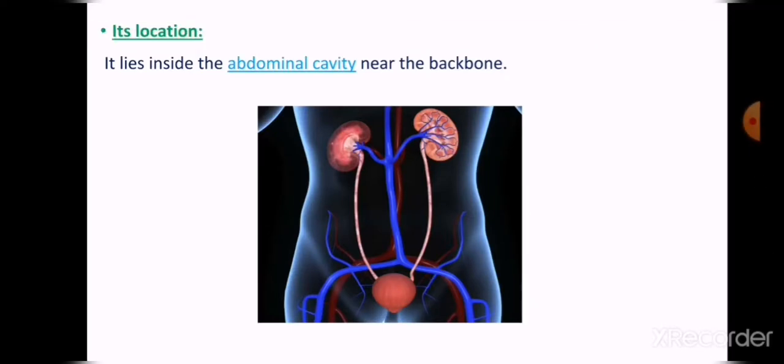Its location: it locates inside what? The human urinary system locates inside the abdominal cavity. As we know, the human body consists of two cavities, chest cavity and abdominal cavity. Inside the chest cavity, there is a circulatory system, but inside the abdominal cavity, there is a urinary system. So the urinary system lies inside the abdominal cavity near your backbone.